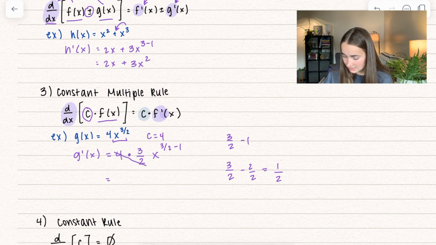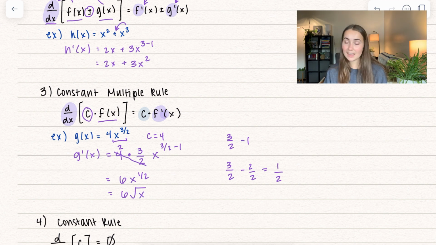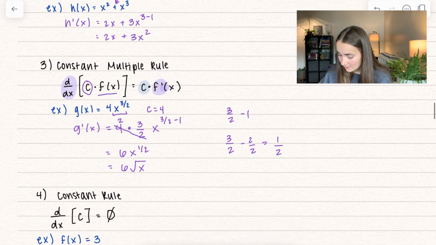But remember, these can divide out. And so this becomes a 2. And so now I can multiply straight across. And I get 2 times 3 is equal to 6, x to the 1 half. If you wanted to rewrite that with a square root, you totally could. So this becomes 6 times the square root of x. And that's how we can use the constant multiple rule. So remember, constants, when they're being multiplied, they're just hanging out. They don't make a difference to the function.